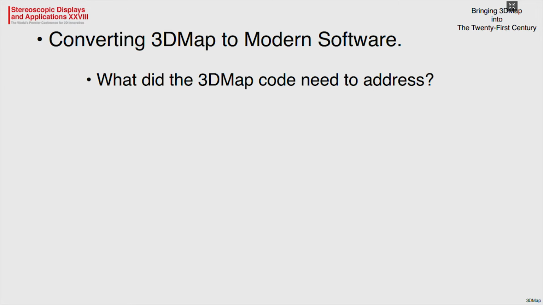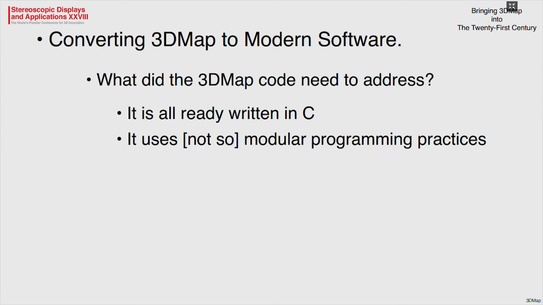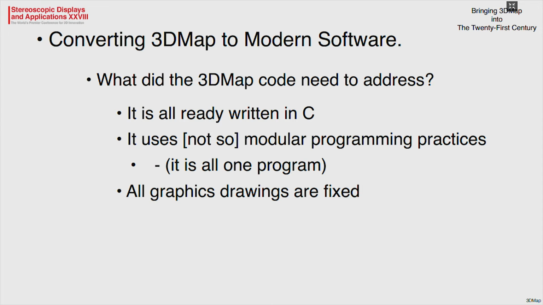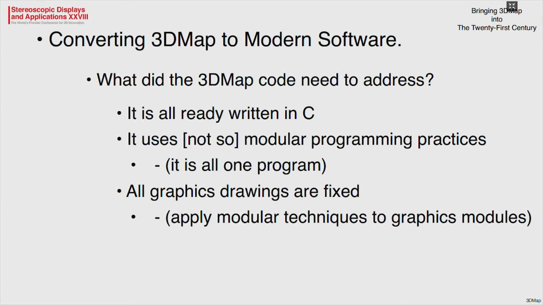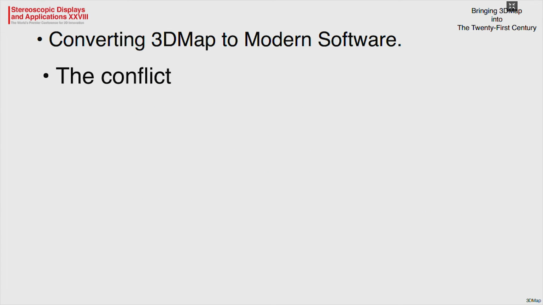And the other thing, what do we want the 3D map code to address? Well, fortunately, it's already in C. It does use a technique where the code is just in one program, one module. As a software engineer, I like to break up the individual elements, so once it's tested, once it works, you don't mess with it. And you reduce the coupling of any problems in the code. All the graphics drawings are fixed. Now, he has a method where you can expand and move things around, but I wanted to bring it up to a modern set of techniques using modular developments.